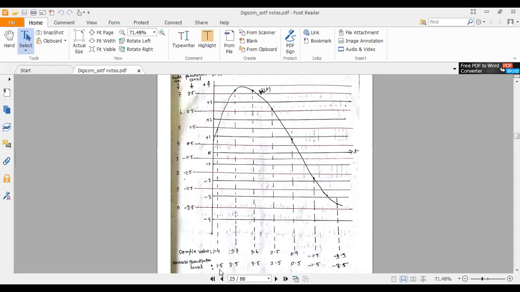Any sample value may have two quantization levels, one upper and one lower, but you have to choose which one is closer. Okay, so the first one is 1.5. Now 3.7, see, this is the sample value, so 3.5 is very close, very closer, so we have taken 3.5.